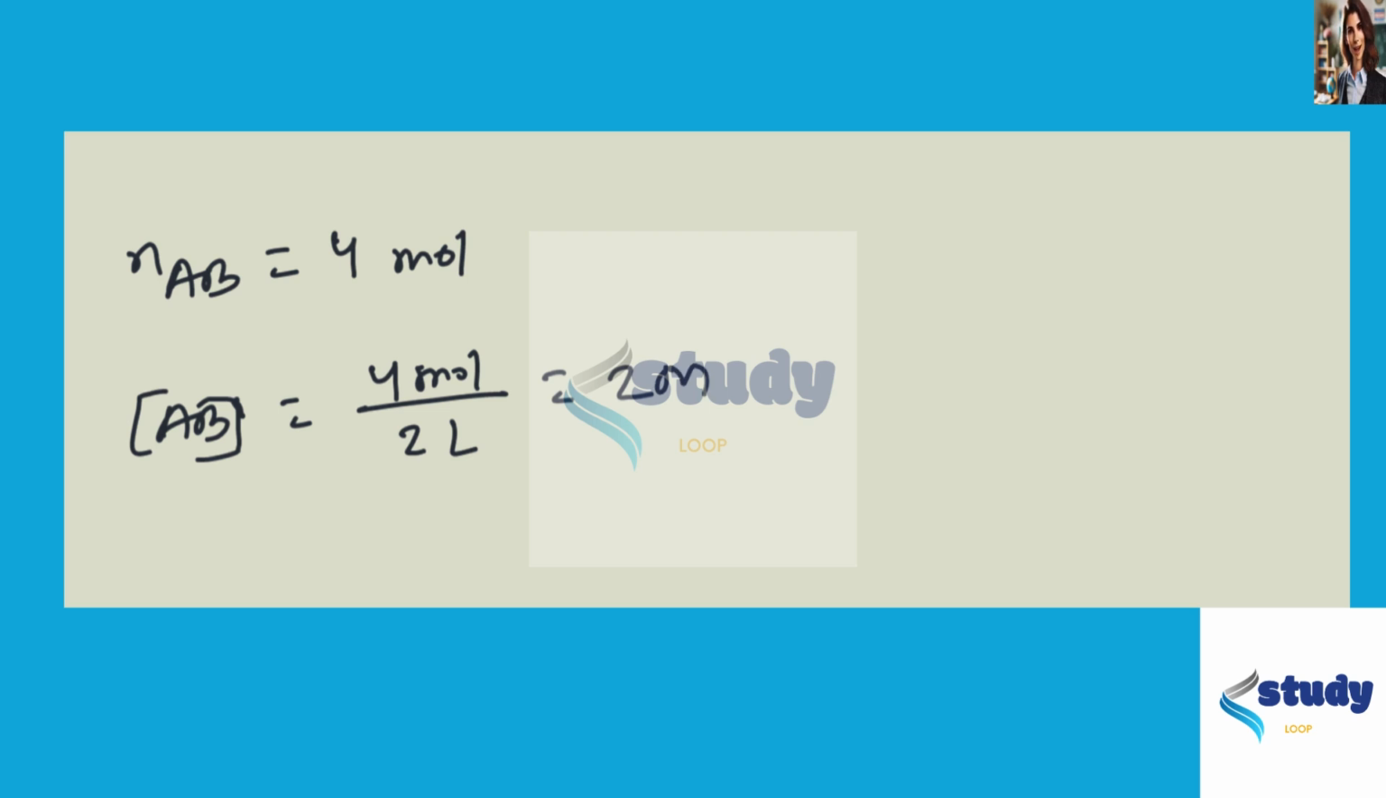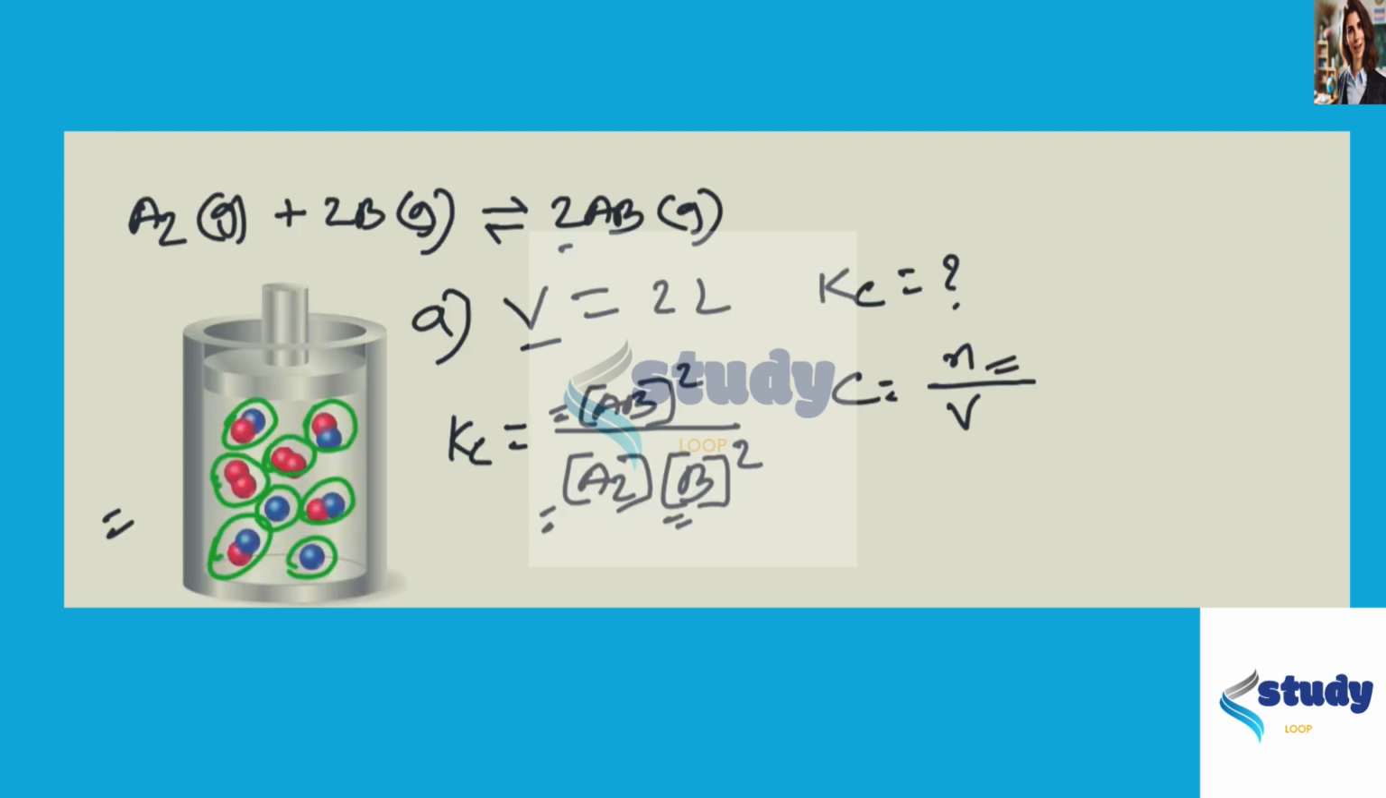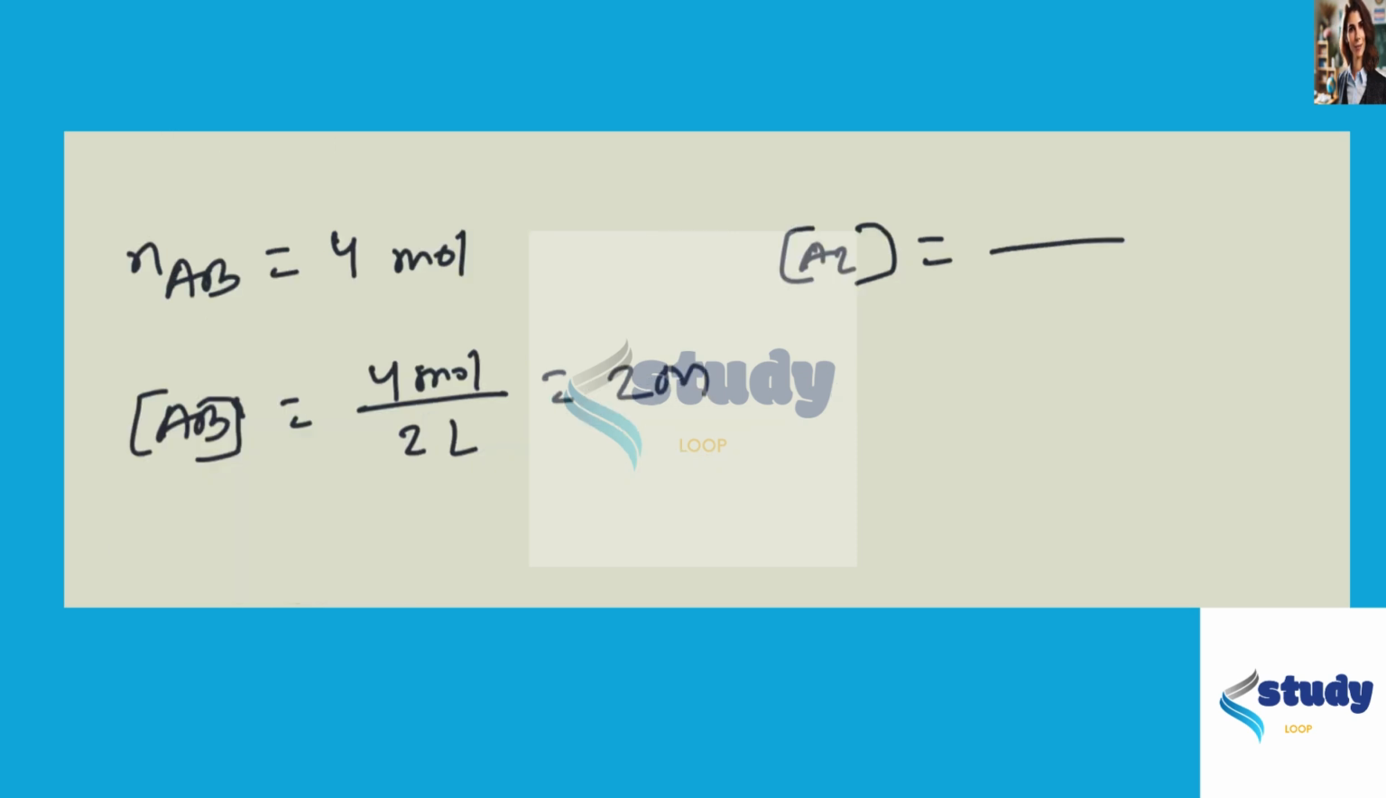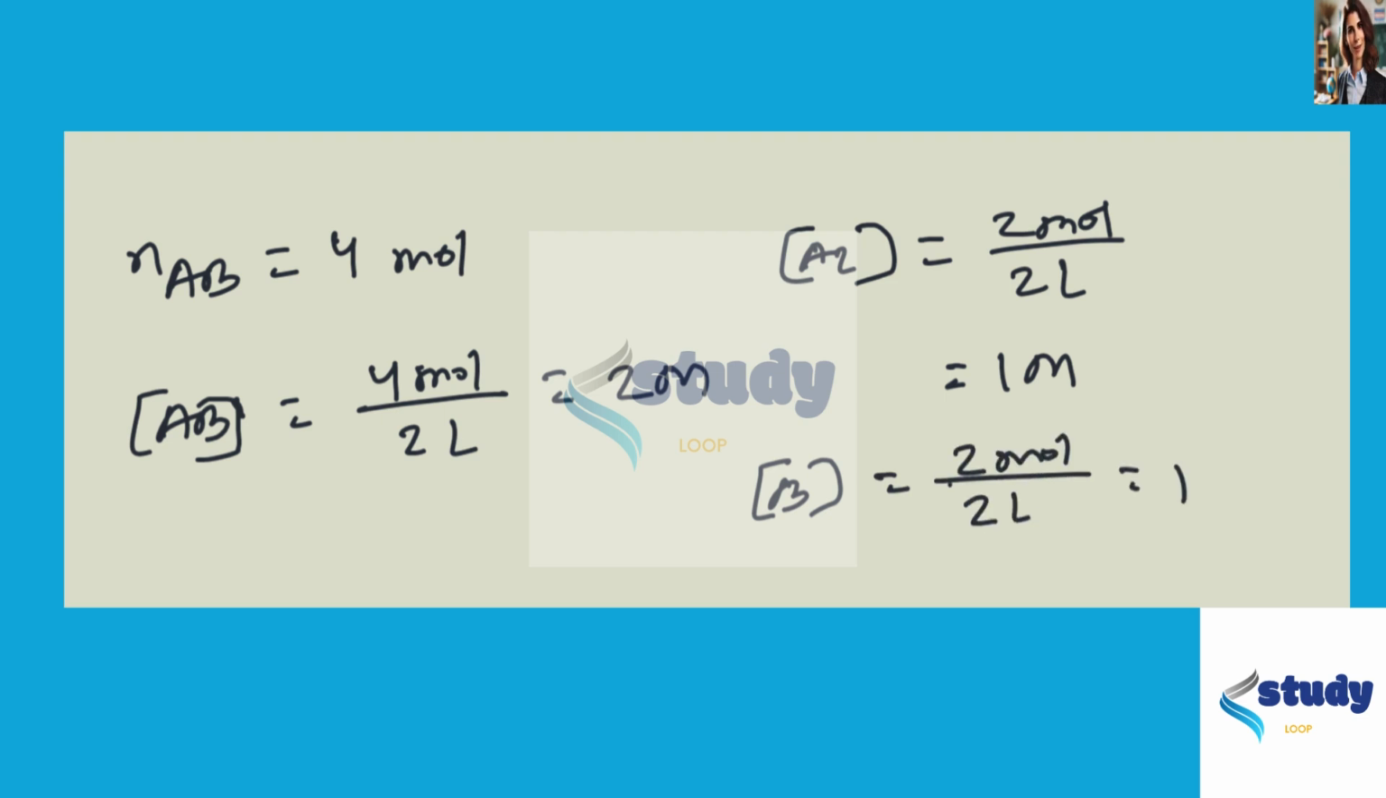And similarly for A2, since we have 2 A2 here, the number of moles for A2 is 2, and the concentration will be 2 mole over 2 liter, that means 1 mole per liter, 1 molar. Similarly for B, we have 2 B, that means 2 mole over 2 liter. The concentration of B is also 1 molar.